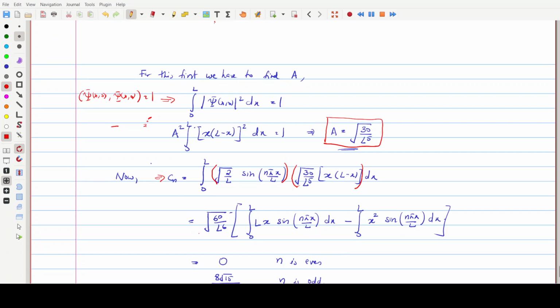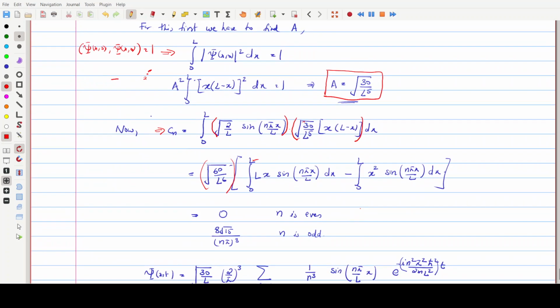Because we have x into L and x square, we can take many things outside. Root 2 by L can be taken outside the integration. Root 30 by L raised to 5 can also be taken outside the integration. So root 60 by L raised to 6 will come outside. And we have two integrations. These can be found by using the product rule of integration, and if you do it very carefully, you will get the result. You can just refer to the textbook if you want the further steps.